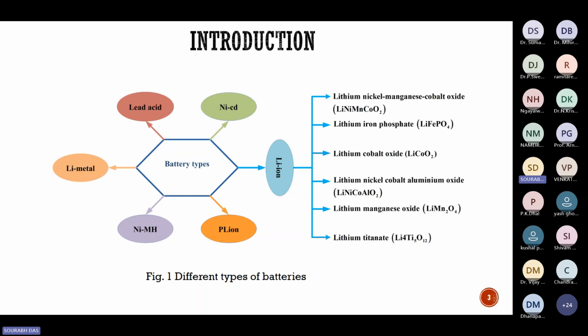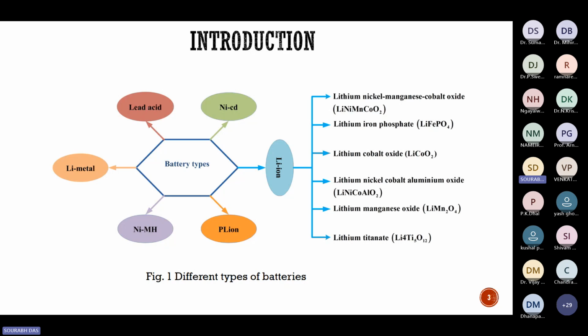It is one of the oldest and most widely used batteries, and it is also used in automotive application. Why is it widely used? Because it is inexpensive and robust, and it has a lower energy density compared to other lithium-ion batteries. That's why it is not used in the EV application.